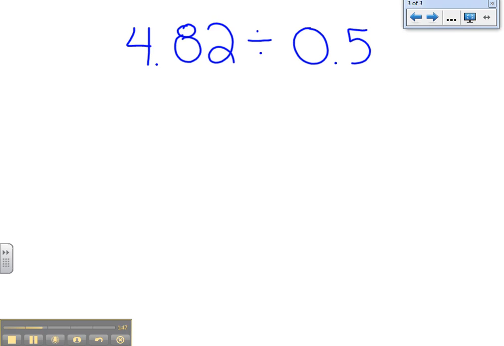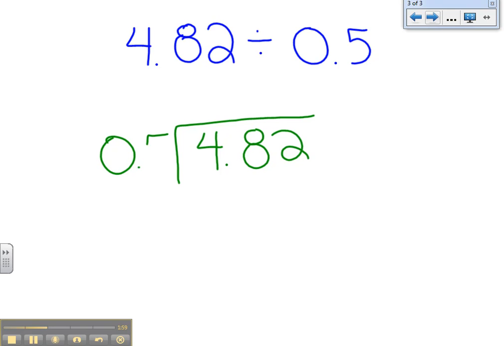So it's going to be the same with just a couple of differences. Let's say I have 4.82, and I want to divide that by 0.5. I'm going to start the same way as before. I'm going to rewrite the problem with my division box. My first number is my dividend, so it goes in the box. My second number is my divisor, so it's going to go outside of the box. On here, I have 0.5.